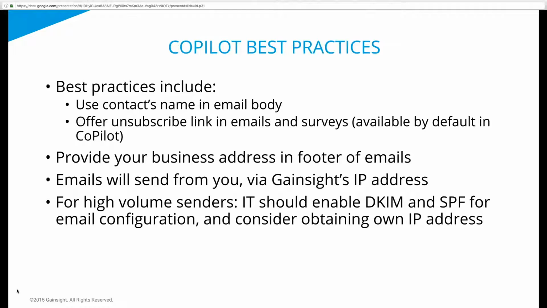Emails are sent from you via Gainsight's IP address, so you should always select whatever it is you want the email to go out from. So if you have a customer success team and you want the customer success team's email address, or if you want it to be your personal email address, you'll be able to select all of those things and put them in, but it will all be sent out via Gainsight's IP. Also, for high-volume senders, IT should be able to enable DKIM and SPF for email configuration, and it could also be possible to obtain your own IP address in order to assist with sending out large amounts of emails. If this is something that you think will apply to you, I would recommend reaching out to whoever your CSM is for Gainsight, asking them about it so that we can get the process started for you.